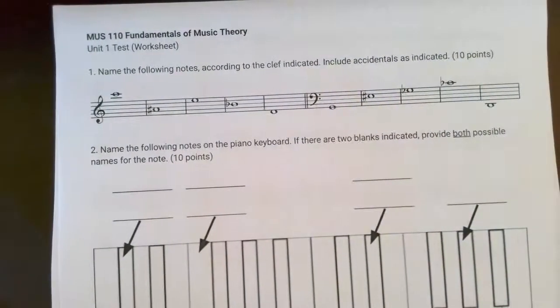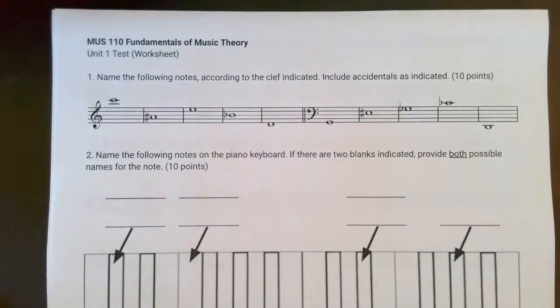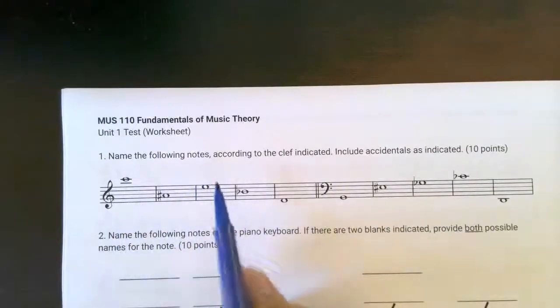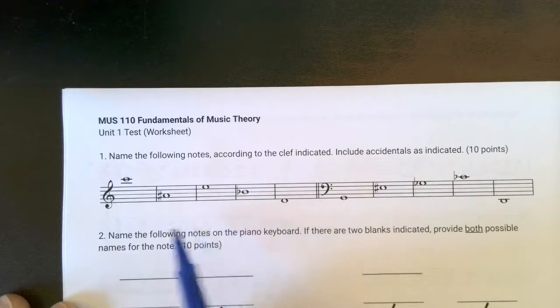Okay, so this worksheet basically is essentially a sample copy of the test. There are 5 sections. I'll go over briefly each one and also just review some of the tips that we've talked about on how to name notes, etc. Okay, the first section, I'm asking you to name the following notes according to the clef indicated. Include accidentals as indicated. So here, all I'm looking for is just a letter name or letter name and sharp or flat.